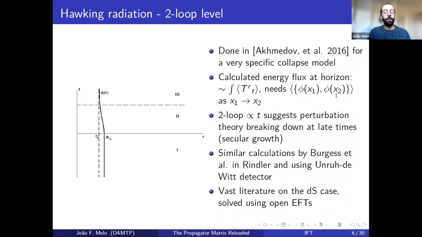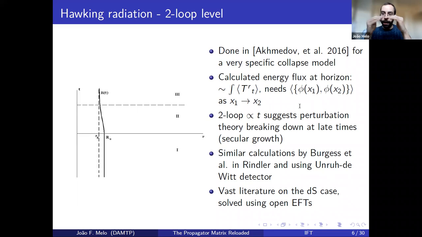So this is what they calculated. At the tree level, they recover Hawking's results. So their results had a chance of being correct. But the problem is that at two loops, what they find is that the results are proportional to t, the time where the stress tensor is evaluated.